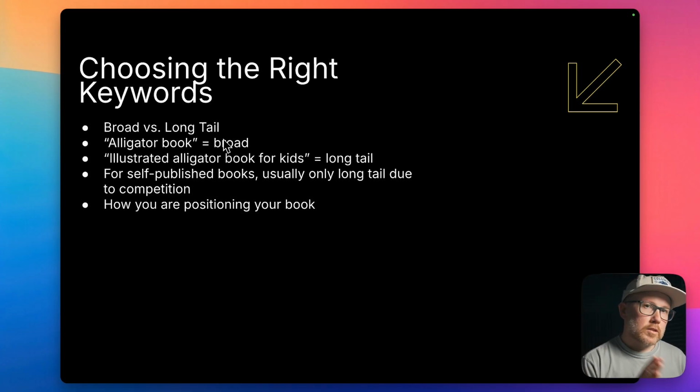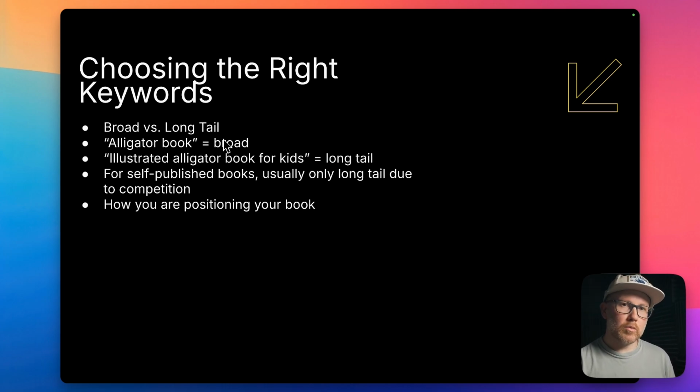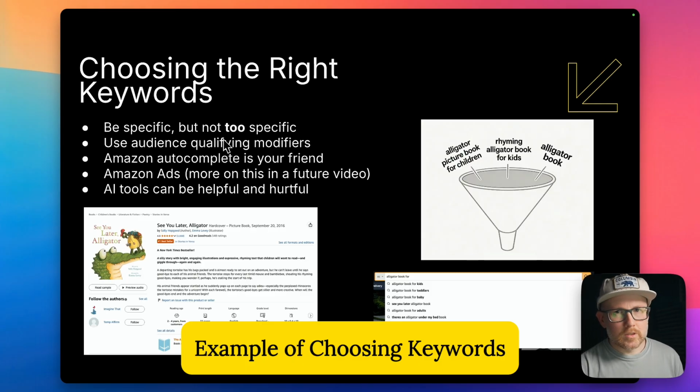Whereas a long tail is super specific. So illustrated alligator book for kids, that's a long tail keyword. And the search volume, of course, will fall way down on that, but the conversion rate is going to be way higher. So if you want to make sales, especially as a self-published author, you want to go for those long tail keywords. Going after the broad ones doesn't make sense unless you're really pumping out a lot of sales for your title.